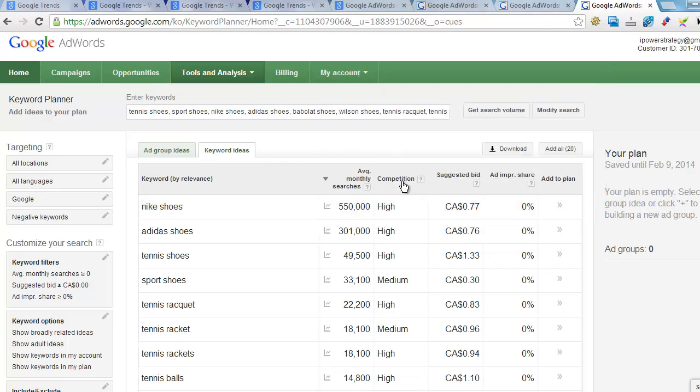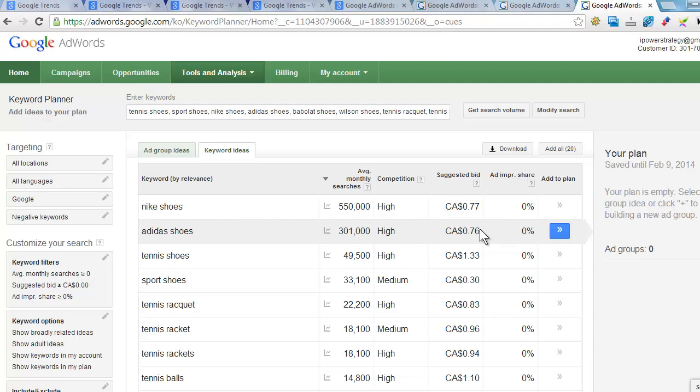And now we see the competition according to Google. This says that Nike shoes have high competition, but so is the case with Adidas shoes. And if you were to advertise, you would have to pay for Nike shoes 77 cents per click, which is something that will be explained later. And for Adidas shoes, you would have to pay 76 cents.